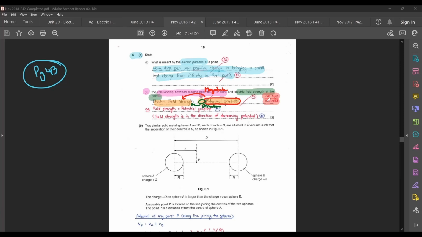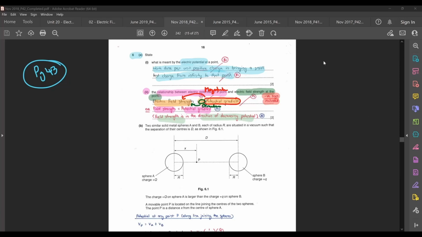But there's also another way of writing the same thing. You split it into 2 different sentences. This one is the statement in red below. If you wanted to separate it to consider magnitude and direction, the first one you can write is that field strength is equal to potential gradient. This covers the magnitude part. The direction part would be you saying that field strength is in the direction of decreasing potential. If you have written this, you will have gotten your 2 marks too. No issues there.